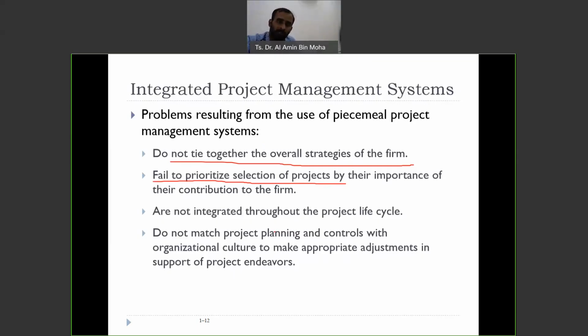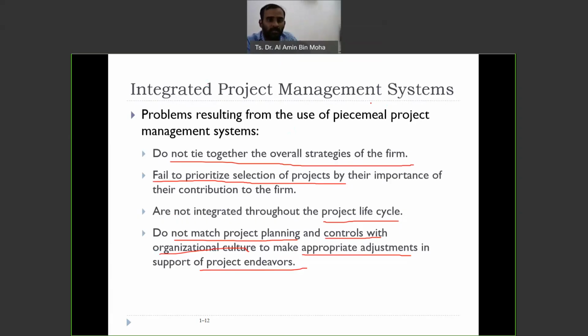The maintenance people say, no, the machines are broken down. They don't know. Or the HR people think, oh, everything's good. You see what's going to happen. And they are not integrated throughout the project life cycle, and do not match project planning and control with organizational culture to make appropriate adjustments in support of project endeavors. So how can they plan for success? If they don't match with the project planning and they don't have the controls with the organization, this is the problem resulting from not being integrated.